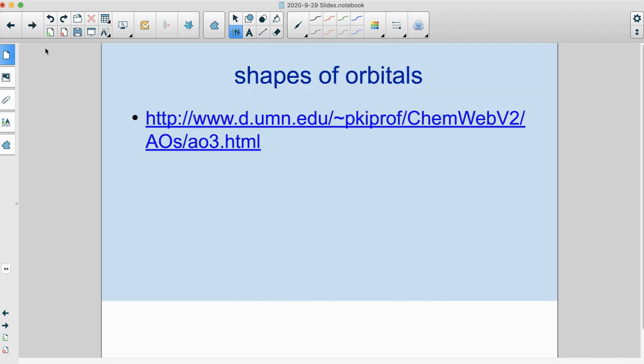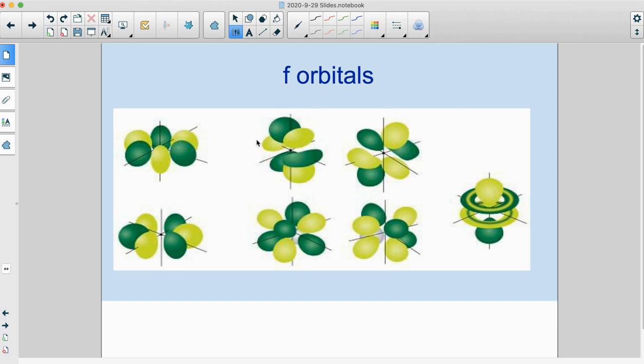And if you want to take a look at this link, it's kind of a neat link. You can see the shapes of orbitals if you're interested in that. Here are the f orbitals. They look even crazier, like little flowers or something.